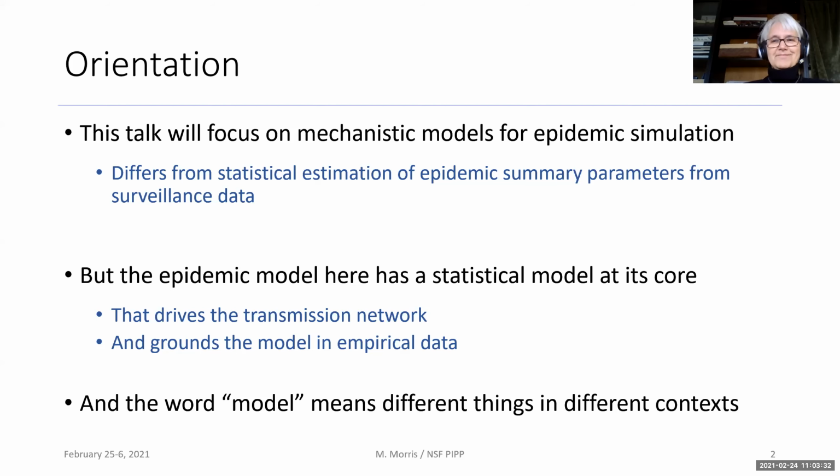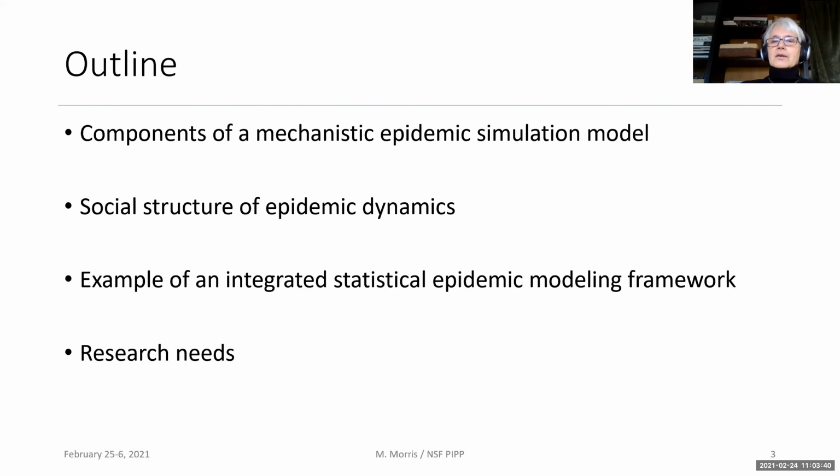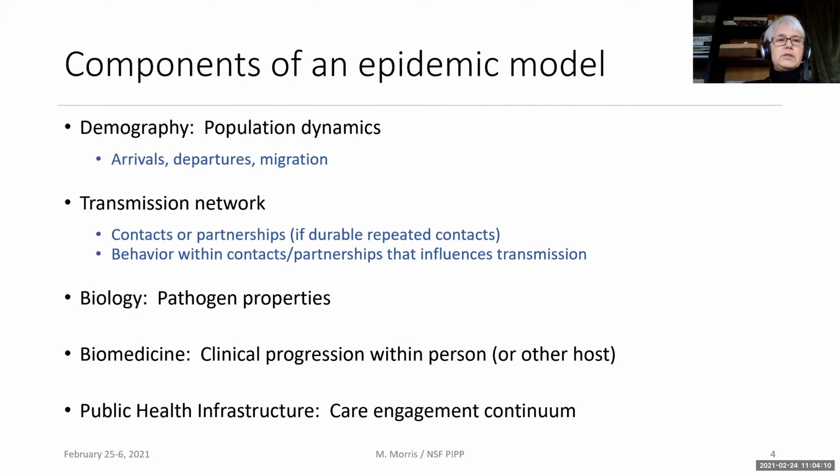So the word model here, I think means a lot of different things to different people. And even in this talk, it's going to mean different things in different contexts. Just briefly as an outline, I'm going to say just a bit about the components of a mechanistic epidemic simulation model so I can highlight the component that I'm going to be focusing on in the talk. The core of the talk is really about how you model social structure and epidemic dynamics with an example of the kind of integrated statistical framework that I think is useful in this setting. And I'm going to end the talk with what I think are some research needs.